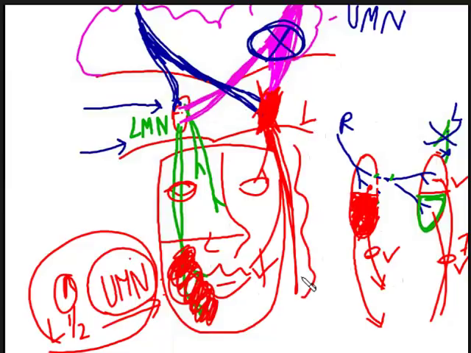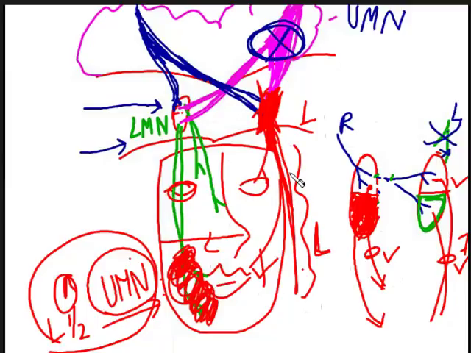So lower motor neuron type of lesions of the facial nerve nucleus, or the nerve which emerges immediately after the nucleus at this point, is seen on the entire half of the face, and it is seen on the ipsilateral side. That means the same side as the lesion. So this is very important for you to understand.